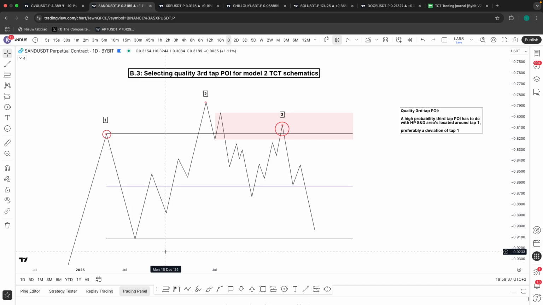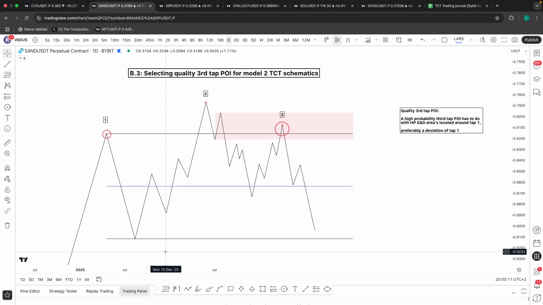And I have to give Mr. Luby Lou also credit for this idea, because it's going to be based around tab 1 of our TCT model, which is something he has been telling me and helping me with as well. So to get a quality third tap POI, we want, first of all, a high probability third tap POI that is located around tab 1 of our model.